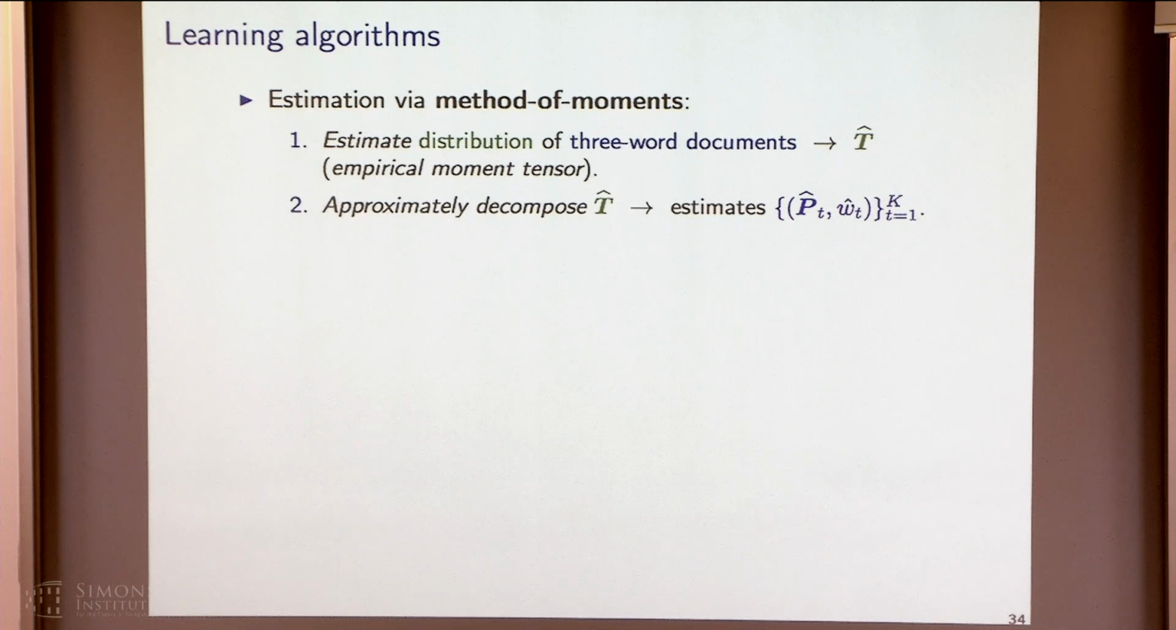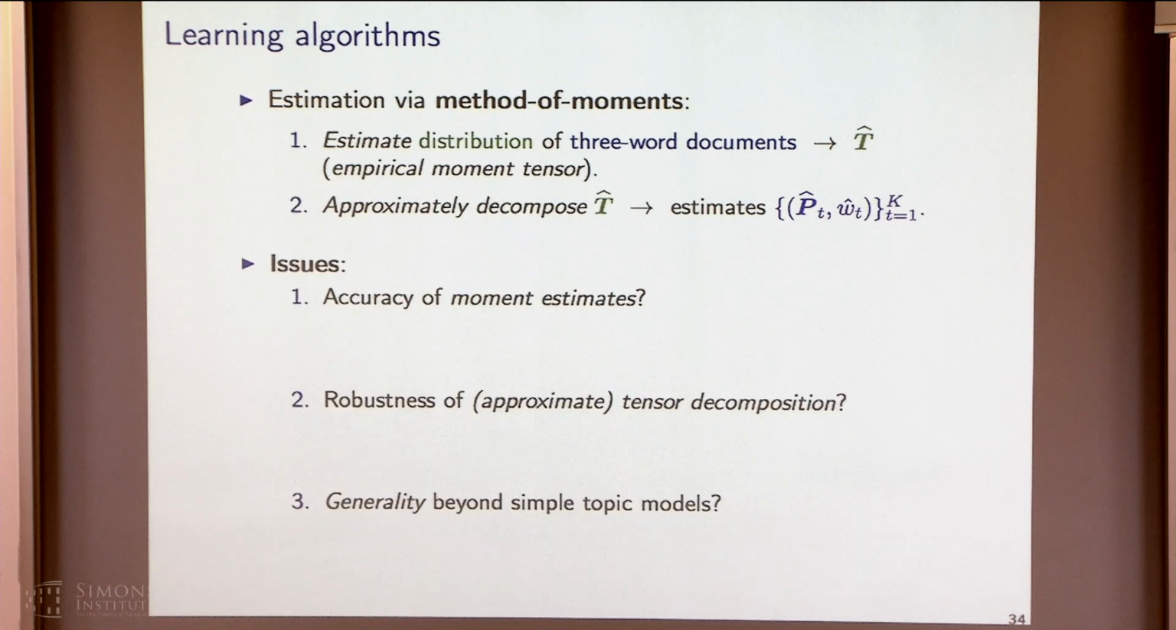All right, so before we go for the break, let me just remind you, we're trying to develop these learning algorithms based on this method of moments. In this particular case, the procedure was to estimate the distributions on 3-word documents. There are a number of ways you could do that. Counting is one way, but perhaps there are better ways to do it. This is what we call the empirical moment tensor. So it's just some estimate of some tensor that has the nice structure we want. And then we approximately decompose it, perhaps using Jennrich's algorithm, perhaps using another algorithm, and that's how we get the parameter estimates. Of course, there are a number of issues here that have already been brought up.